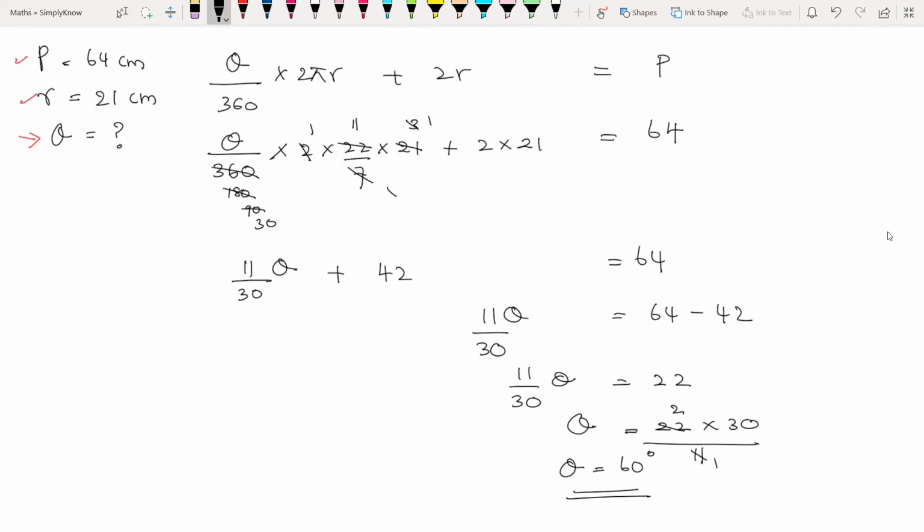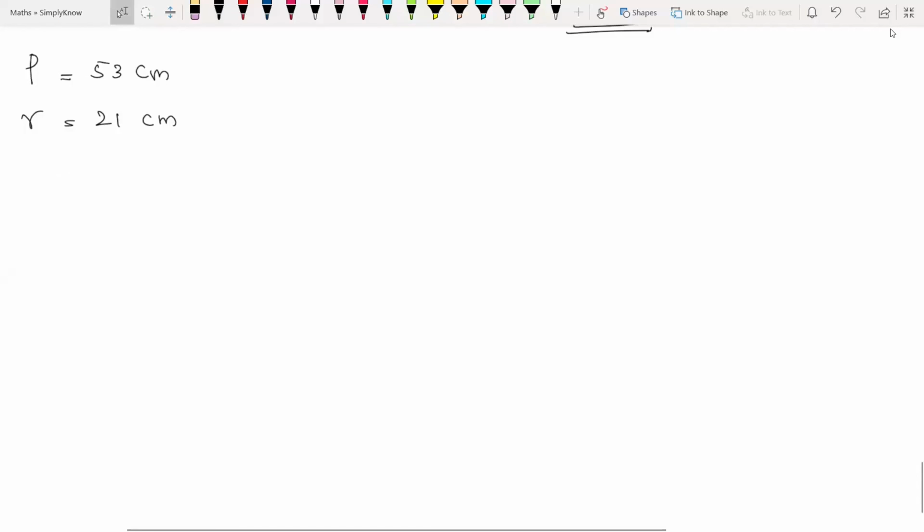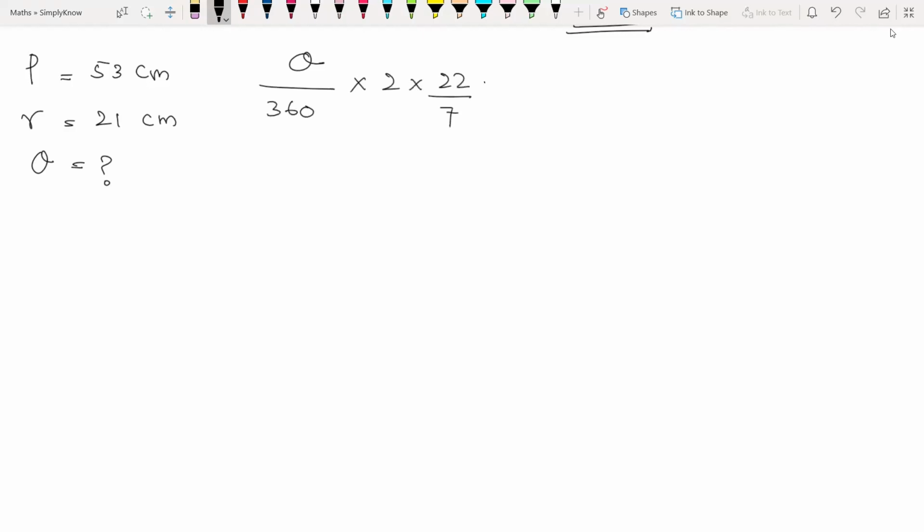Okay, let's try out another similar one. Now what about the theta when perimeter is 53 centimeters and radius is 21 centimeters? Okay, let's straight away substitute these values into our formula. Theta we don't know, over 360 times 2 pi, and r is 21 plus 21 times 2 equals 53.